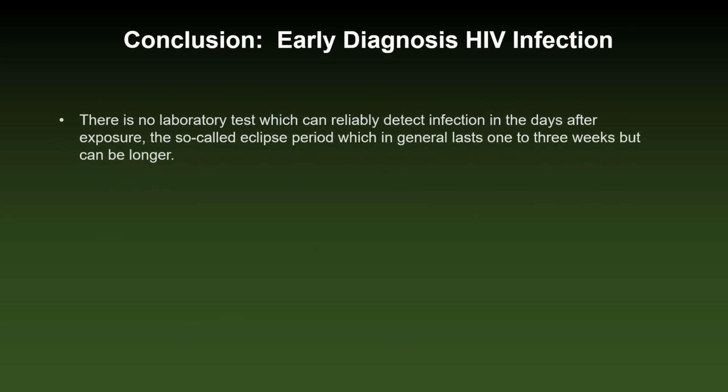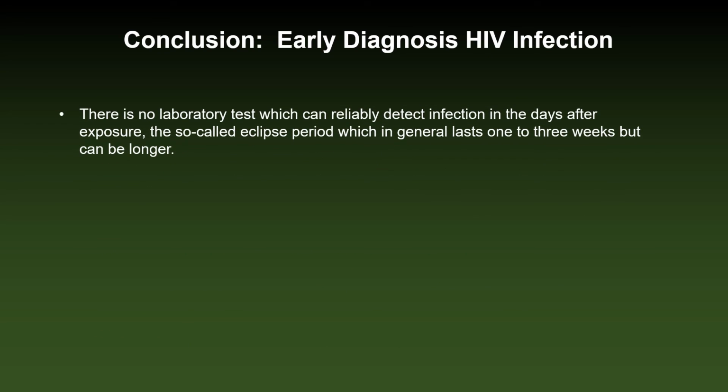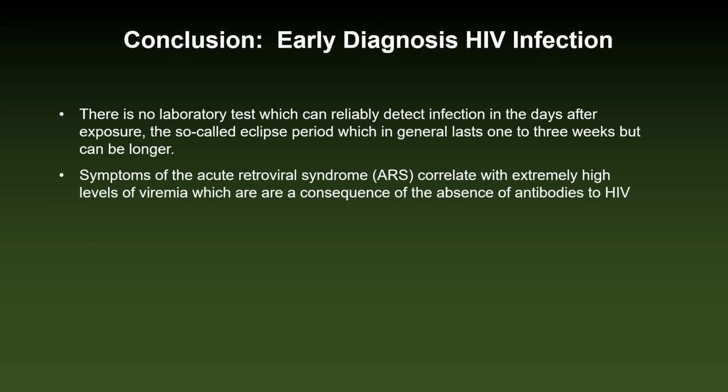Conclusion. There is no laboratory test which can reliably detect infection in the days after exposure, the so-called eclipse period, which in general lasts 1 to 3 weeks, but can be longer. Symptoms of the acute retroviral syndrome, ARS, correlate with extremely high levels of viremia, which are a consequence of the absence of antibodies to HIV.